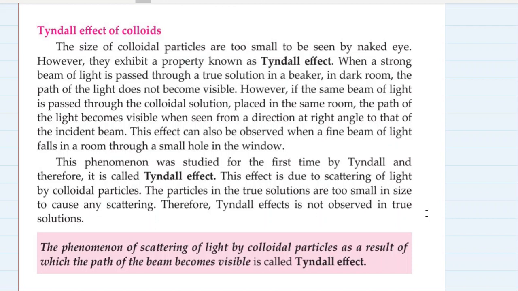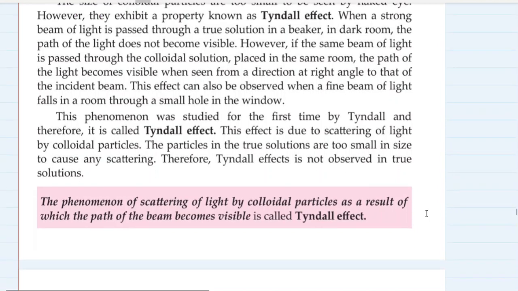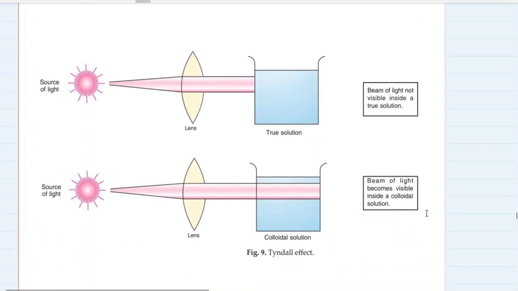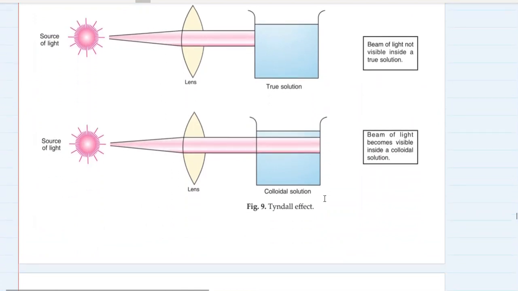So this effect, in which the path of the light is visible, is known as Tyndall effect, and it was first studied by the scientist Tyndall, and that's why the name. The phenomenon of scattering of light by colloidal particles, as a result of which the path of beam becomes visible, is called Tyndall effect. In true solution the beam of light will not be visible, but beam of light will be visible inside a colloidal solution. That is the Tyndall effect.